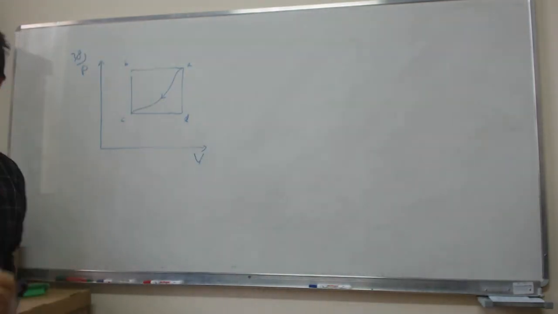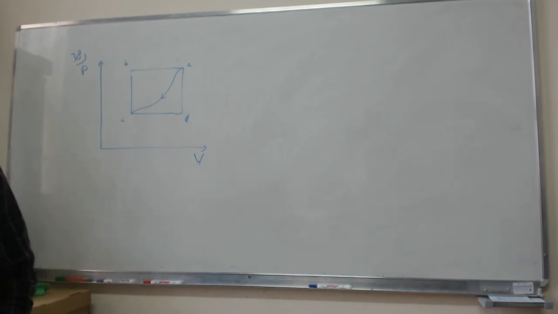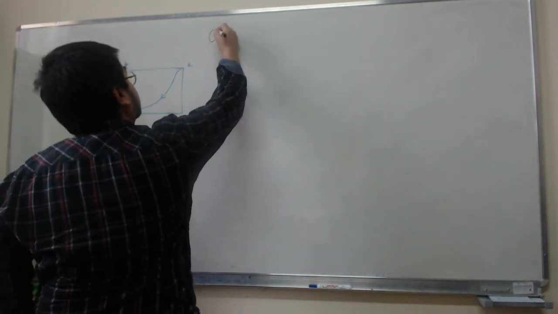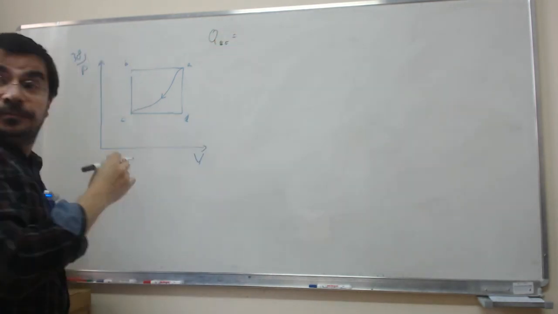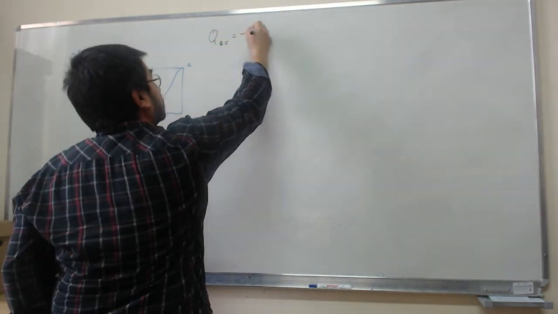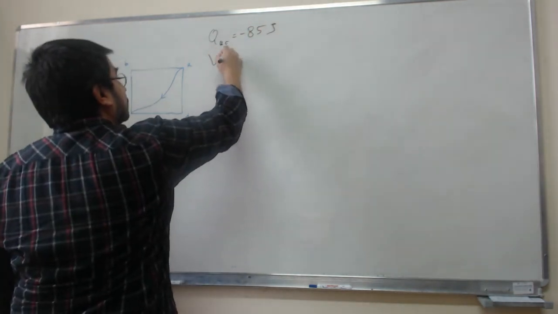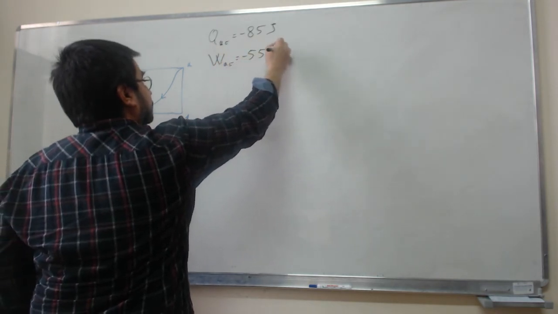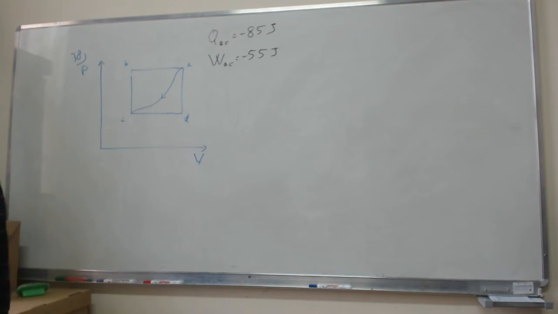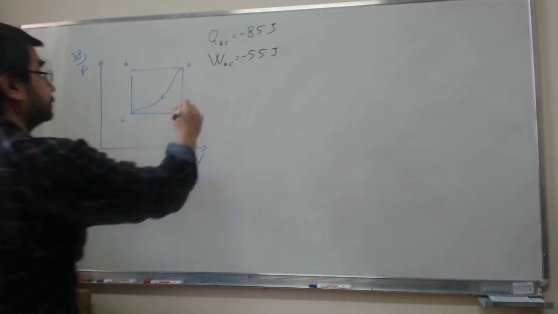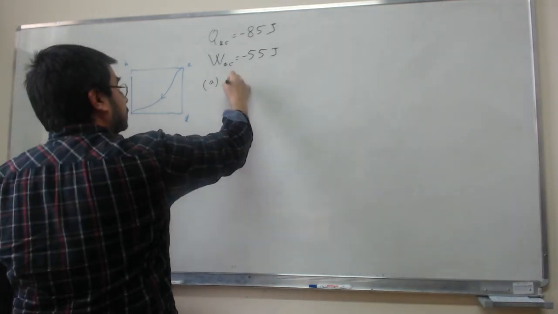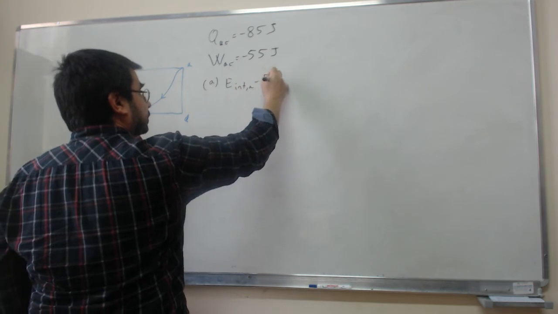Okay, so what are the givens in the problem? Let's take a look. So for everything, they are given QAC. QAC is minus 85 joules, and then WAC is minus 55 joules. Determine the change in internal energy, E int A minus E int C. Okay, so E int A minus E int C.